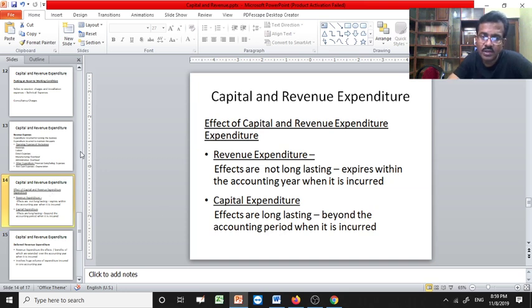So you must remember this long lasting effect of the expenditure. Effects means what benefits you are going to get out of the expenditure incurred. We know that for capital expenditure, the benefits are spread over a period of years. But for revenue expenditure, this is not the case. The effect of it expires within the particular year.